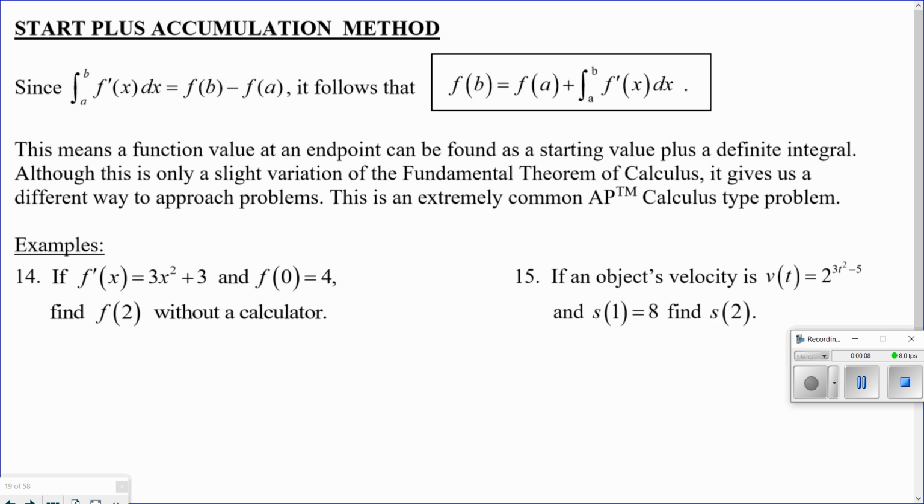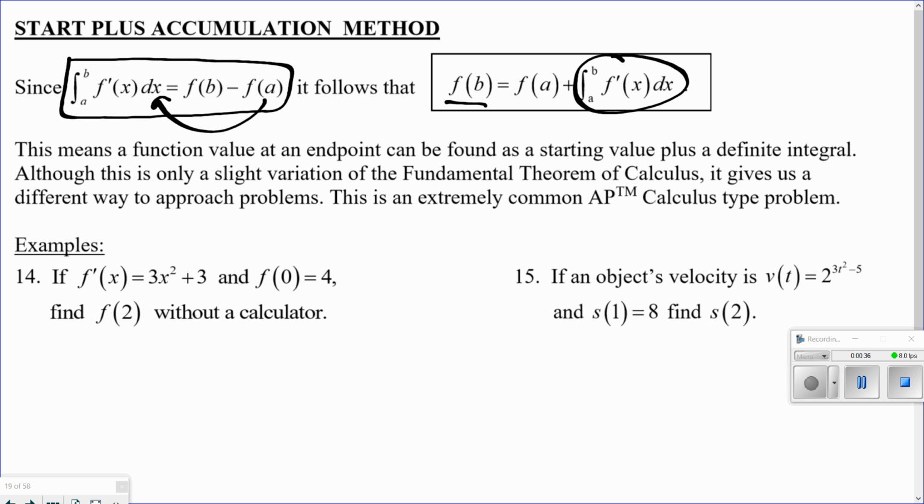So we already talked about the fundamental theorem of calculus, which says if I take the integral from a to b of f prime of x, I can integrate f prime of x, find f of x, and plug in the upper limit: f of b minus f of a. Well, if I take this f of a and add it over to this side, I end up with f of b equals the integral of f prime of x from a to b plus f of a. So really we're just using the fundamental theorem of calculus.